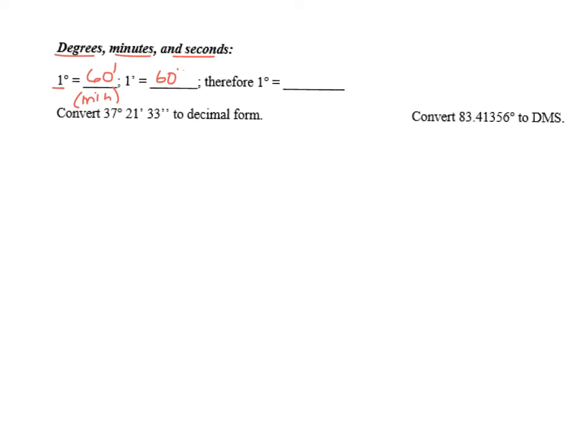Oops, that's a double dash right there. There we go. That means 1 degree would be equal to 60 times 60, or 3,600 seconds. And we can convert from one form to the other. This is where you'll want your calculator. When you convert from degrees, minutes, and seconds into decimal form, this is pretty easy.